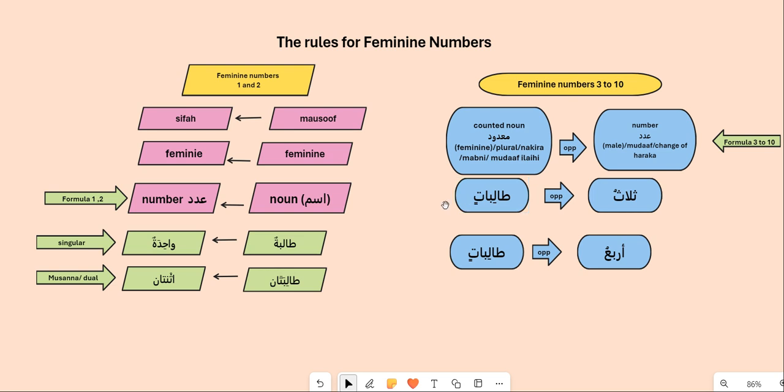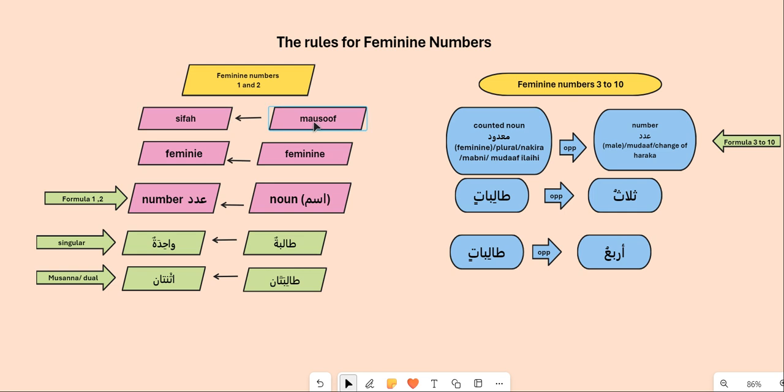So now, getting back to the rules of feminine numbers 1 and 2, they are the same as you learned in lesson number 19. The rules are the same, so what is the difference? The ma'dud, the counted noun, has changed its gender. So now the counted noun is only feminine. First we will do the rules for 1 and 2. All the rules are the same for 1 and 2. It will be mausuf and sifa. That means they both will be feminine, because in 1 and 2 the gender remains the same. This is the rule for number 1 and 2: the gender remains the same.